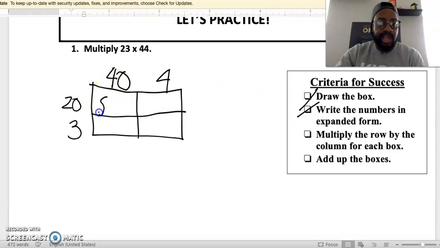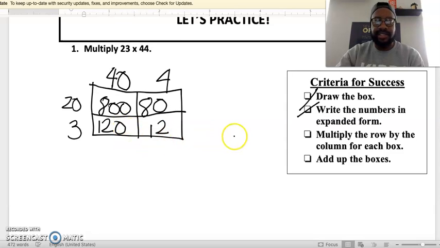4 times 2 is 8, and count those zeros. 1, 2 zeros. 4 times 2 once again is 8. Count those zeros. 1 zero. 4 times 3 is 12. Count that zero, 1 zero. 4 times 3 is 12. There are no zeros, so I don't need to add a zero.